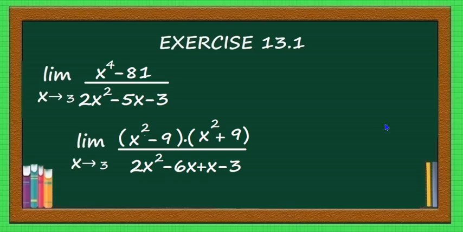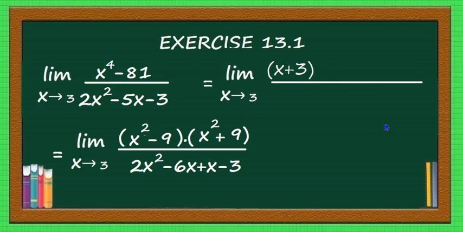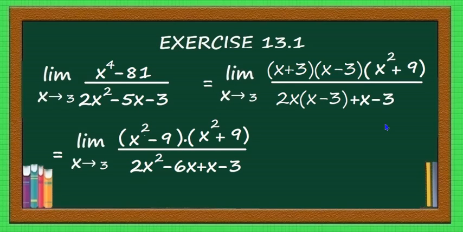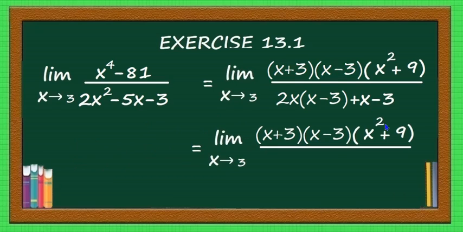And now you can further simplify like this. Limit x tending to 3, x square minus 9 can be written as x plus 3 into x minus 3 into x square plus 9 divided by 2x can be taken common, x minus 3 plus x minus 3. And now you can take x minus 3 common in the denominator. And numerator is as it is, x plus 3 into x minus 3 into x square plus 9. And denominator is x minus 3 into 2x plus 1. And x minus 3 gets cancelled.